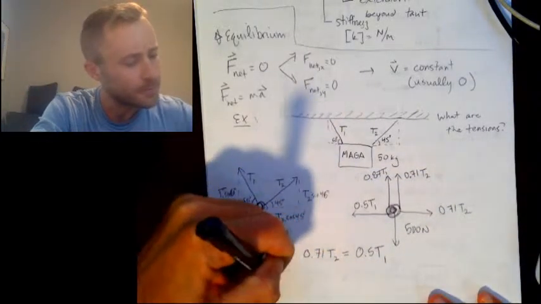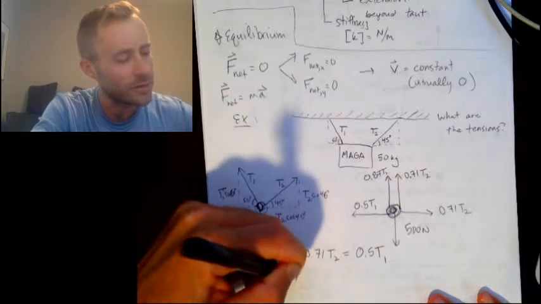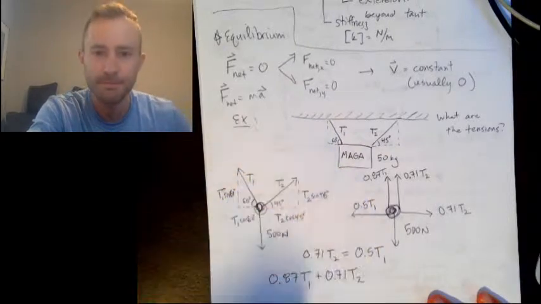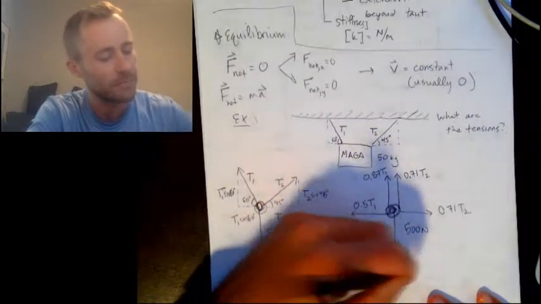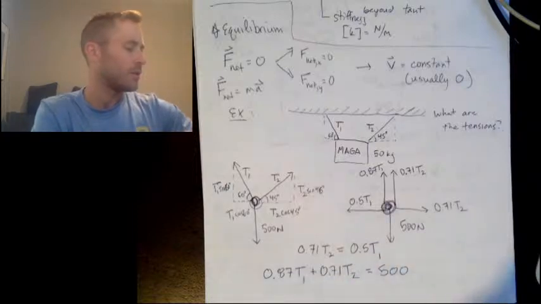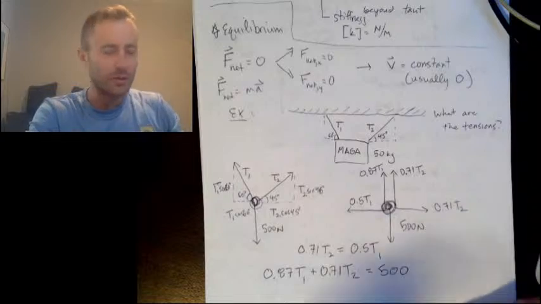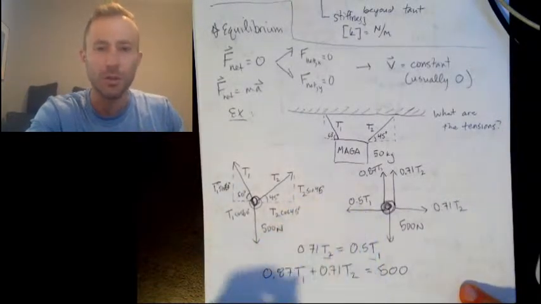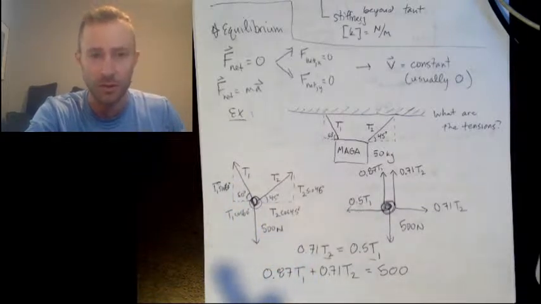So the upward forces are 0.87 T1 plus 0.71 T2. And those have to balance the downward forces, which are 500. Okay? So now I have two unknowns, T1 and T2, and two equations. So this is a system of equations that you can solve using whatever method you want to use.